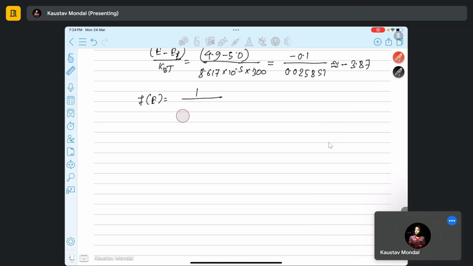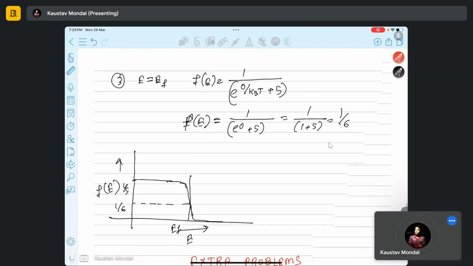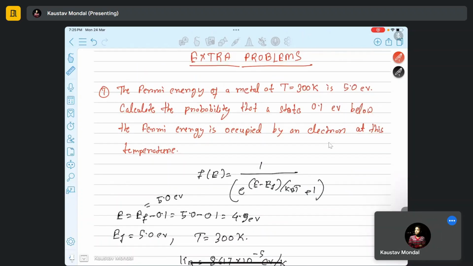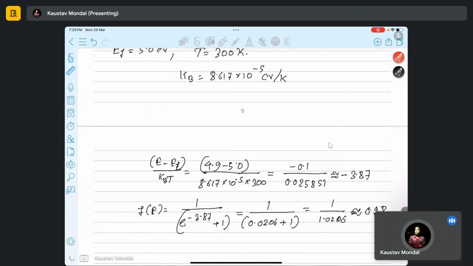Now in the Fermi function we substitute: 1 by e to the power minus 3.87 plus 1. E to the power minus 3.87 is nothing but 0.0206, plus 1. This gives you 1 by 1.0206, which gives you around 0.98. That is the Fermi function. So that's it, simply a normal numerical problem.